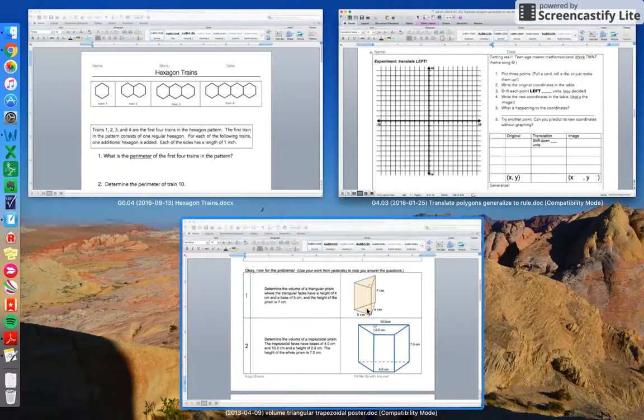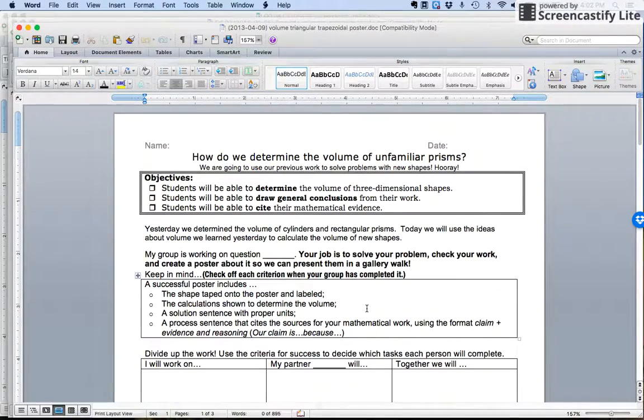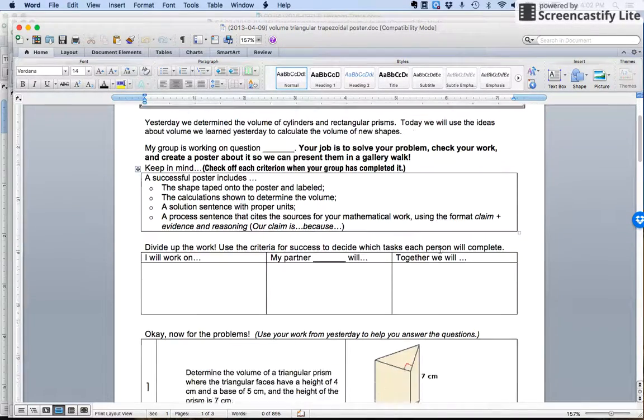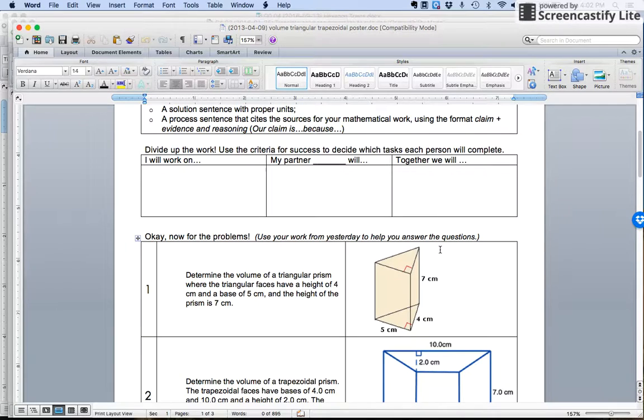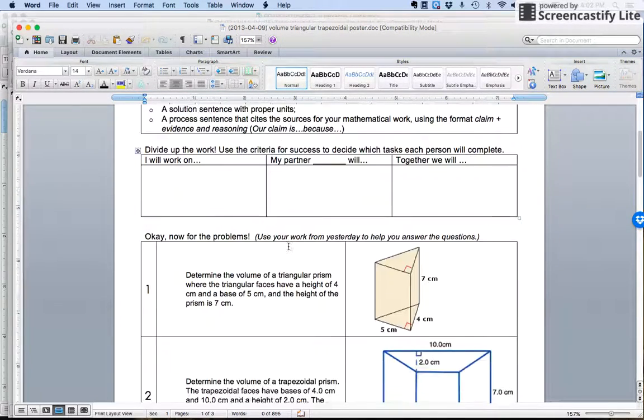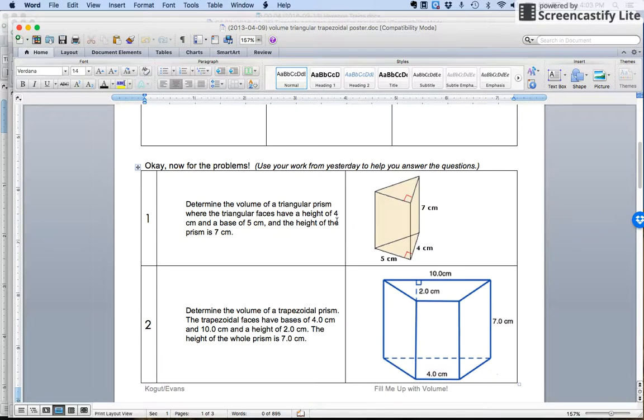So we've been working on finding area and volume of various shapes. And for this day, students were divided up into groups, and they had to find the volume of an unfamiliar prism. So either a triangular prism or a trapezoidal prism.